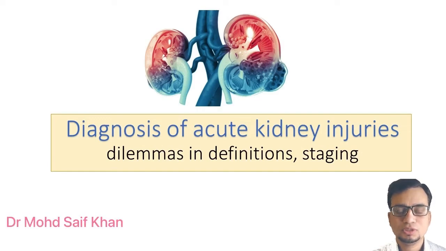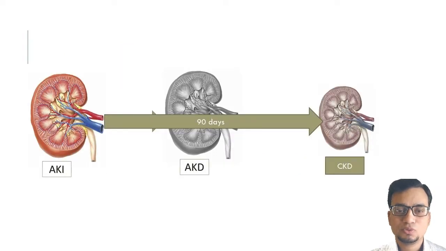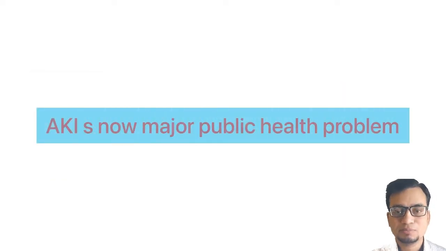I have started a new series on nephrocritical care where I will be speaking on various topics related to acute kidney injury and renal replacement therapy. Acute kidney injury is a syndrome characterized by a rapid worsening of kidney functions. Rapid worsening of renal functions is associated with serious short and long-term complications such as hyperkalemia, respiratory distress, various kinds of cardiac arrhythmias, and over a period of time, AKI may progress to chronic kidney disease. Therefore, AKI is now recognized as a major public health problem.